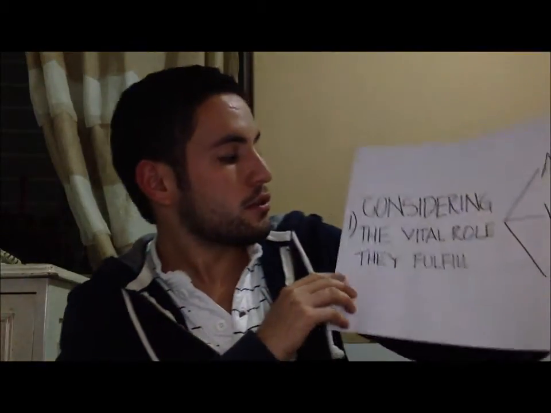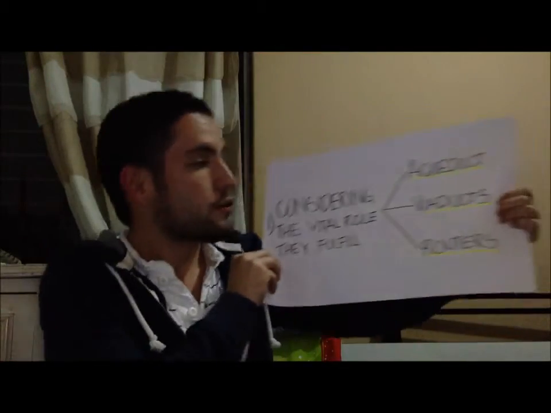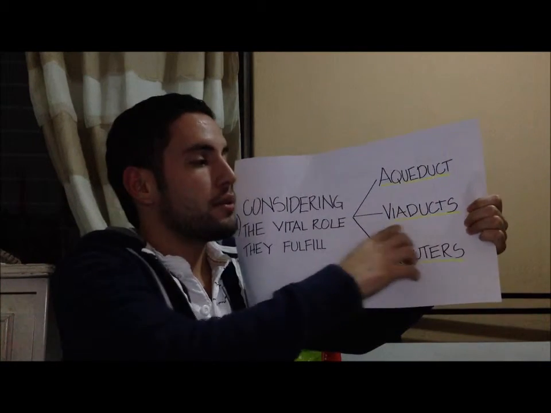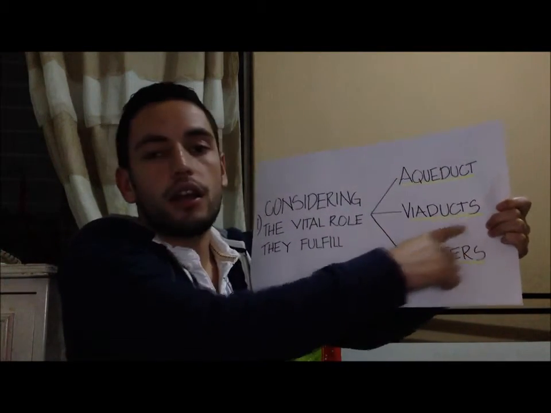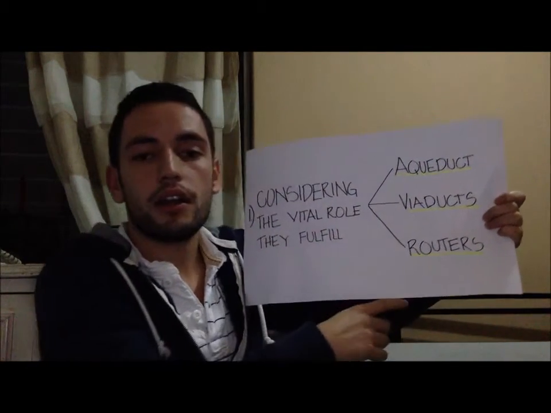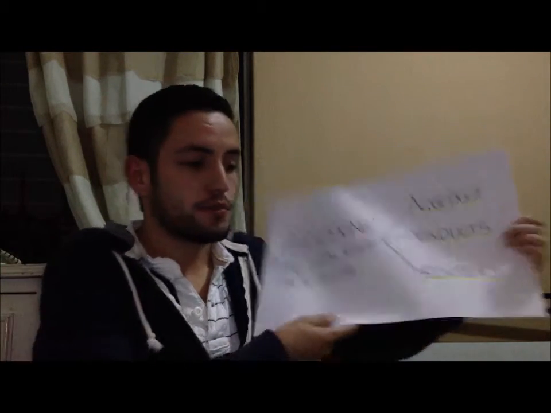And finally, I'm going to give a little classification of bridges. To classify the bridge, we have to consider three points. The first point is considering the role that they fulfill. This subdivides into aqueducts, viaducts, and footbridges. Aqueducts are bridges for water. Viaducts are bridges for the passage of vehicles, and footbridges are exclusive for the use of pedestrians.